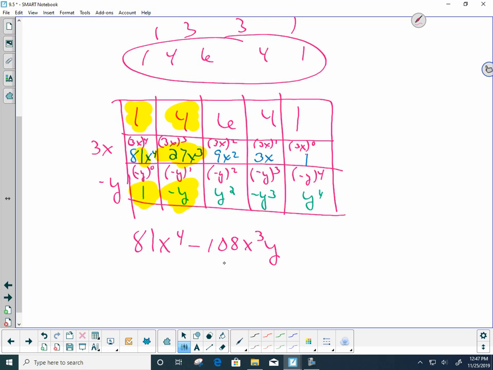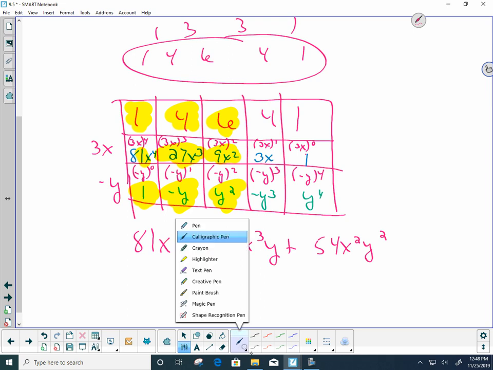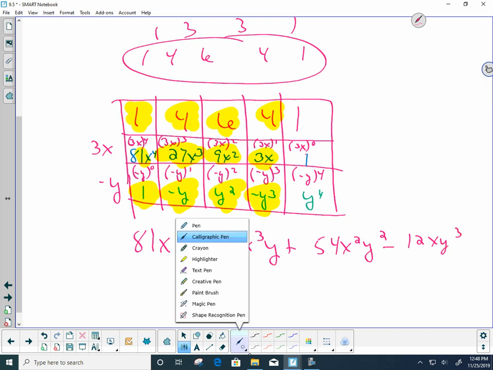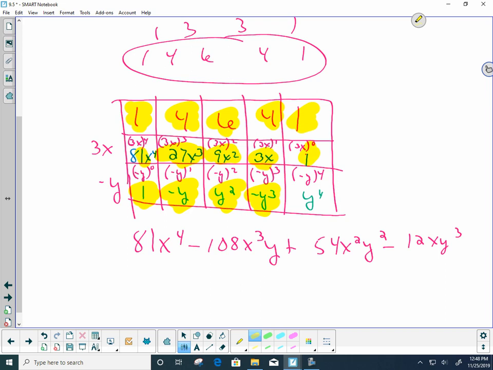Then I'm going to multiply again. 6 times 9x squared times y squared, and notice it's positive, so it's going to be positive 54x squared y squared. Multiplying again, 4 times 3x times negative y to the third, and that is going to end up being a negative 12x y to the third. And finally, the last column, I'm going to multiply 1 times y to the fourth, and when I do that, I end up with positive y to the fourth.